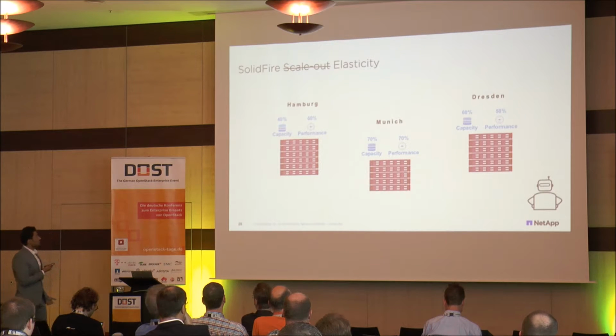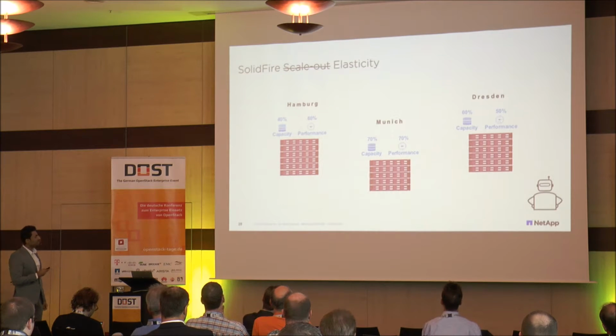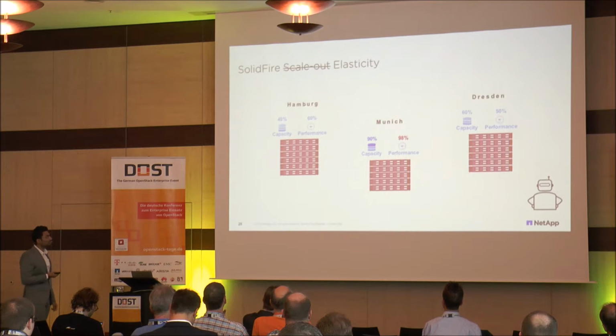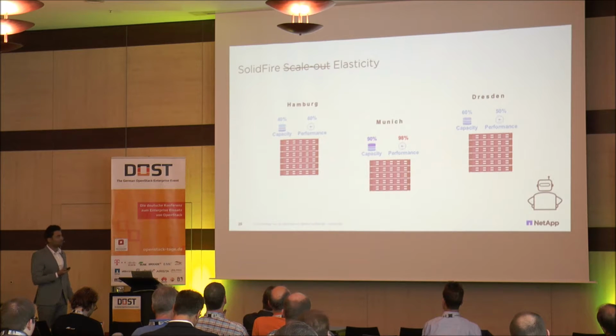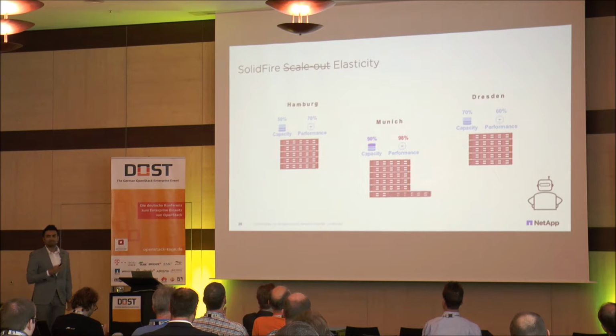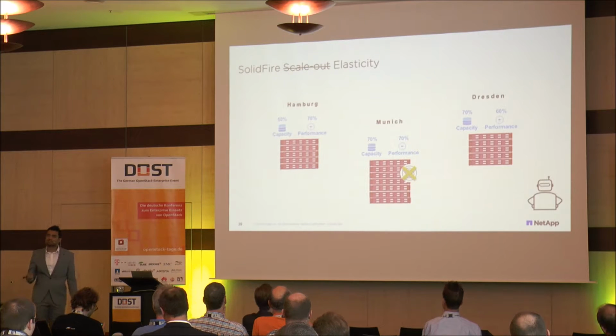An example is right here. We have 3 data centers, and all are running at OK capacity. But suddenly we see that more capacity and more performance is being consumed in Munich. Now what do I do? Should I buy new storage systems? But in my Hamburg and Dresden data centers, I don't have that much capacity or performance being consumed at the moment. So what I do is simply move one node from here and one node from here, ship it, Deutsche Post it, and you don't have to spend any money. That's how simple it is.